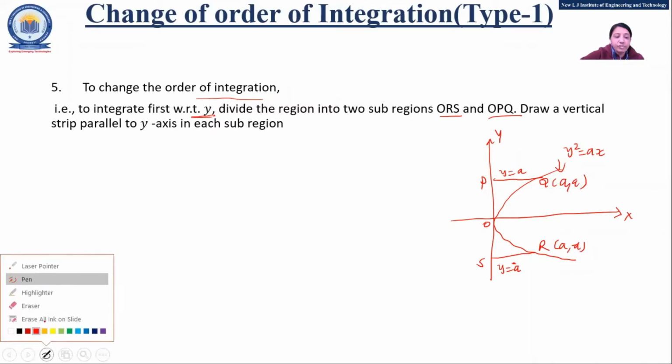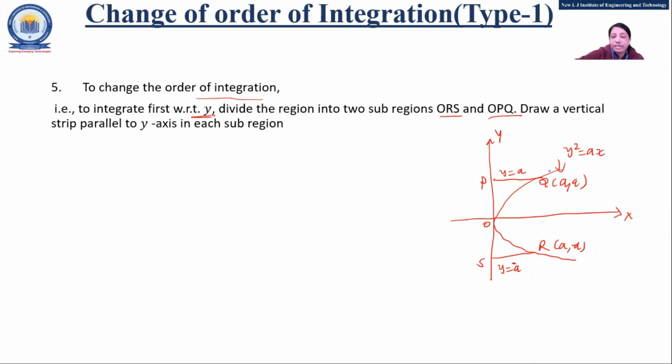So now these two regions are there. What do I need to do now? I need to draw the vertical strip in each region. So here I'll draw somewhere around this. This is my vertical strip. And in this region, this is my vertical strip. So I'll give the name AB here, and the name CD here. Fine.